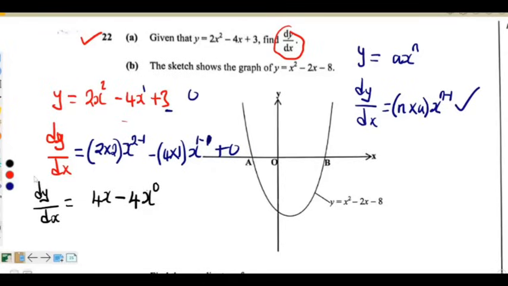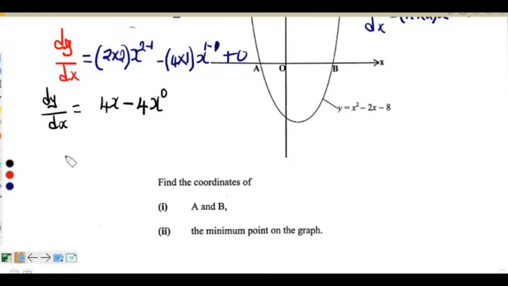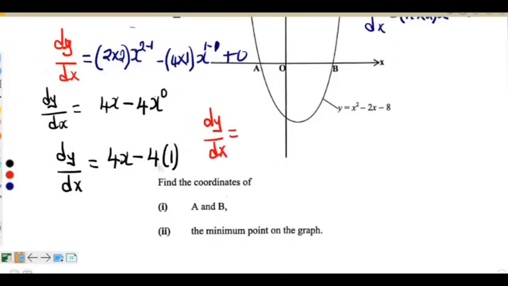So from here, what are we going to do? We write dy/dx is equal to 4x minus 4. A number raised to the power of 0 is 1. It's only different if it's 0 raised to the power of 0, which is undefined. So our final answer is dy/dx is equal to 4x minus, 4 times 1, which is 4.